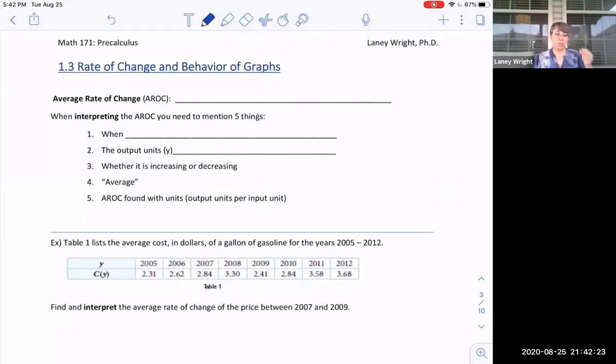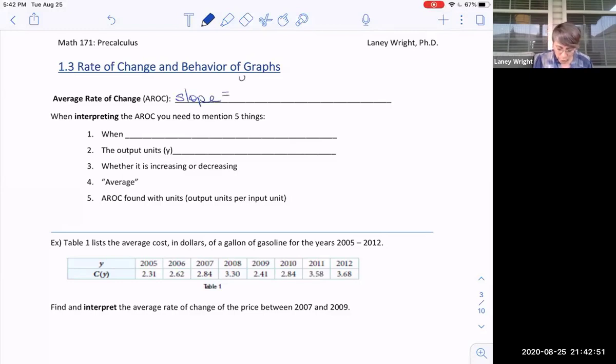1.3, we've got rate of change and behavior of graphs. So the average rate of change, sometimes we write as the AROC. I used to write ARC, but people got it confused with some trig stuff. So AROC is kind of a fancy word for your slope.